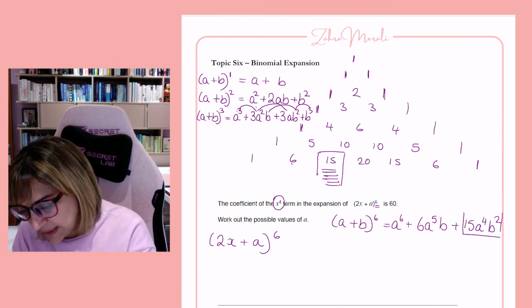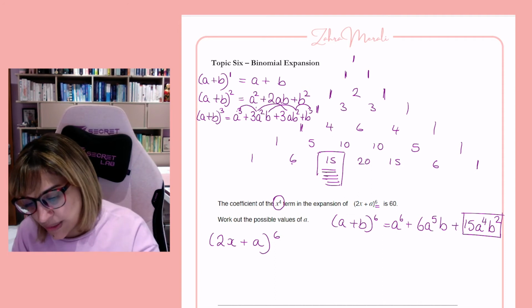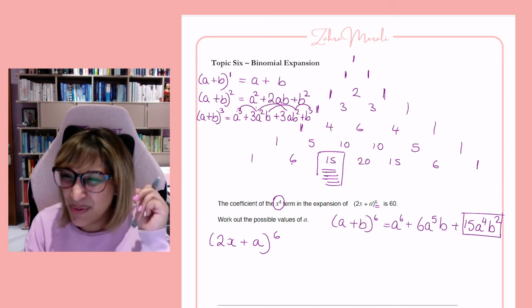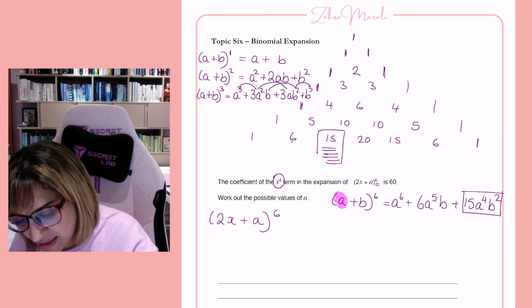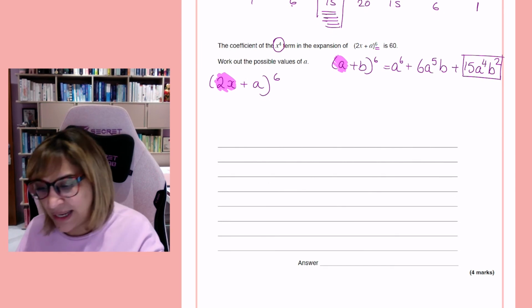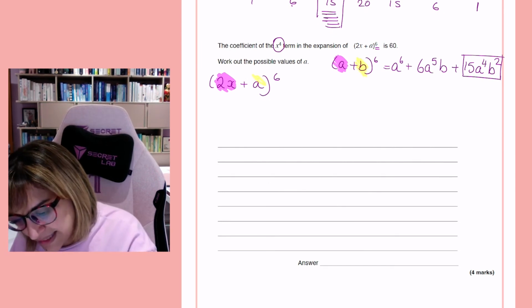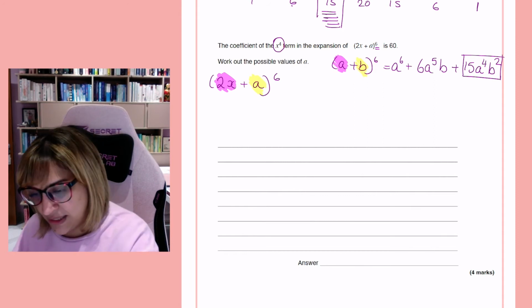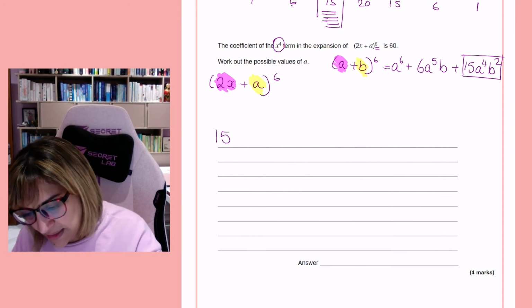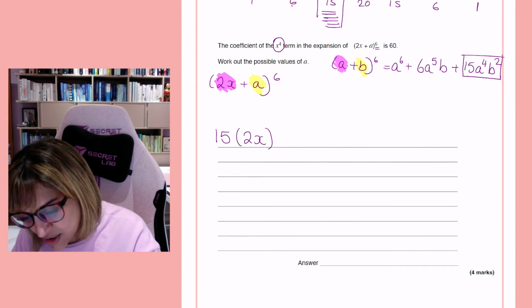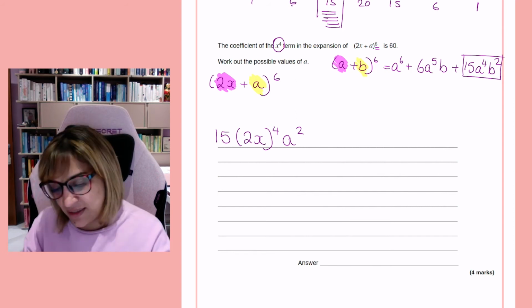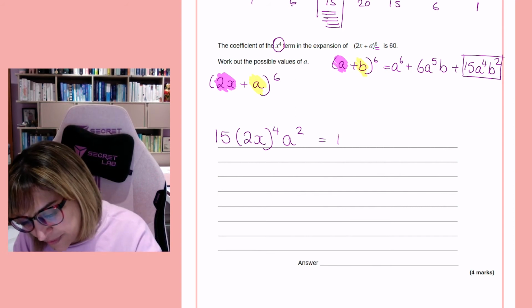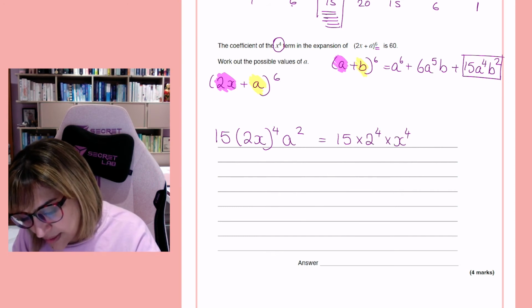And we're going to say, well, let's substitute things in. If I match things up, our a is the same as, and I know they've used the same letter, it's very annoying because it's not a in this case, A is 2x and b is what they've called a here. So let's stick that into our formula. So 15 (2x)⁴ a². Right, so let's open that out: 15 times 2⁴ times x⁴ times a².